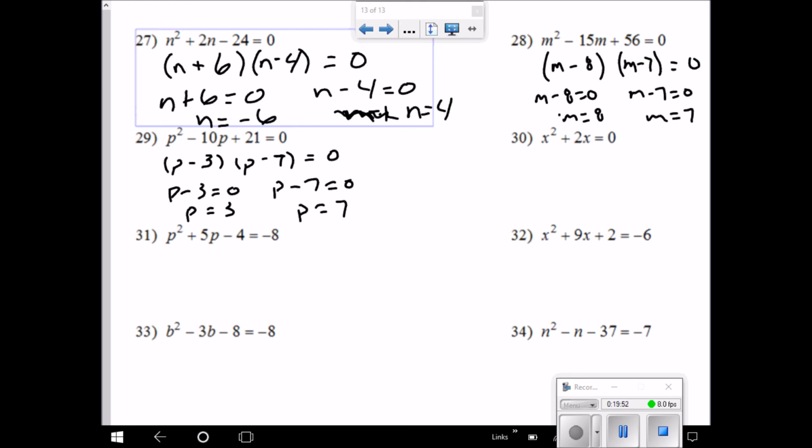Okay, 30. 30 is a little tricky, okay? You have to be able to see here, I can pull out an x. I have a GCF of x. And most people miss that. They try to figure out how to factor that without pulling out that GCF. That's going to make things really hard. So I would just end up with x times x plus 2 equals 0. So then x would equal 0, and x plus 2 would equal 0, so x would equal negative 2.